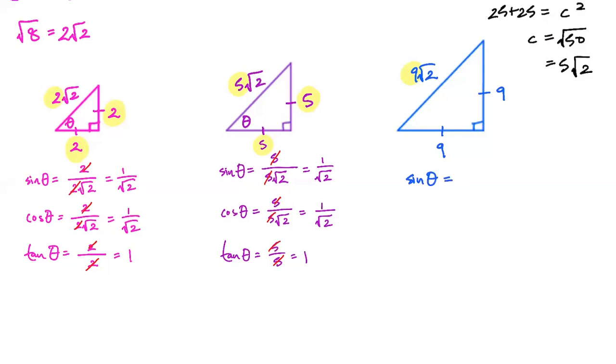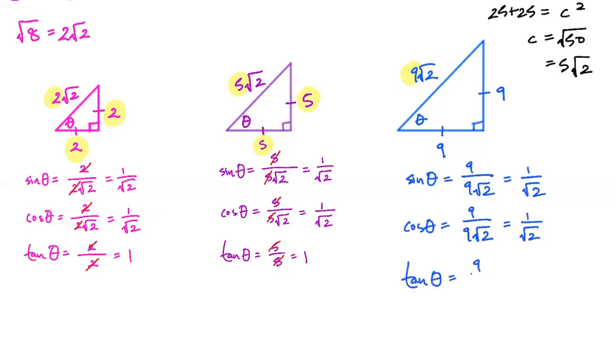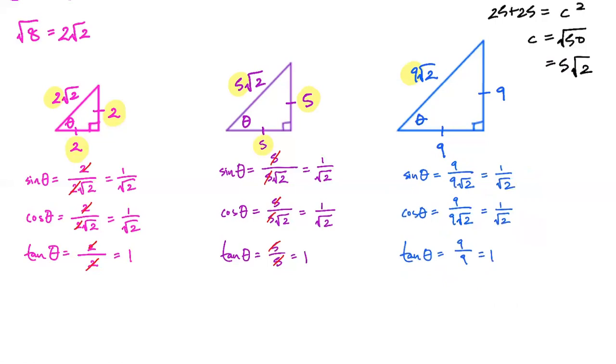Now let's sort of run through our sine, cosine, and tangent over here. Sine, I should get, if this is my theta, 9/9√2, which gives me 1/√2. Cosine theta would be 9/9√2, which reduces to 1/√2. And tangent theta equals 9/9, or equals 1. Right, and again, a lot of those nines reduced, which is why we're able to get those numbers, okay?